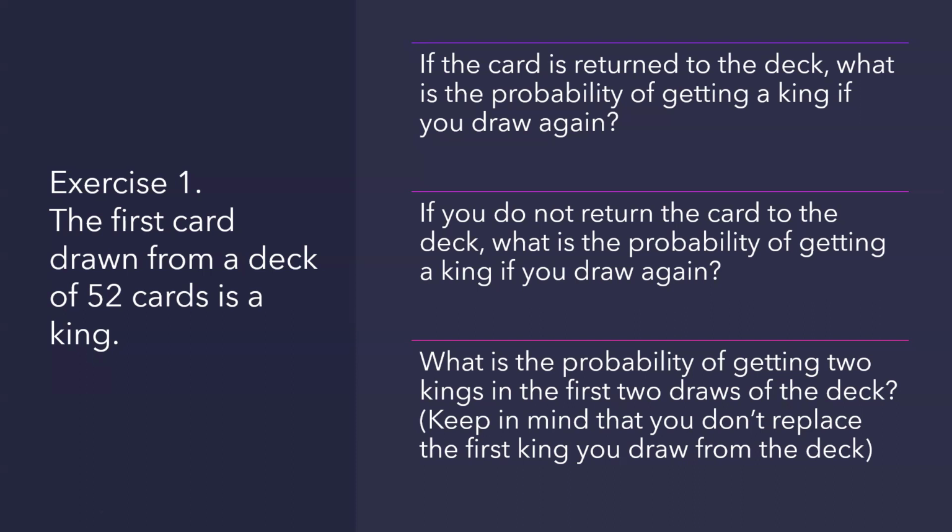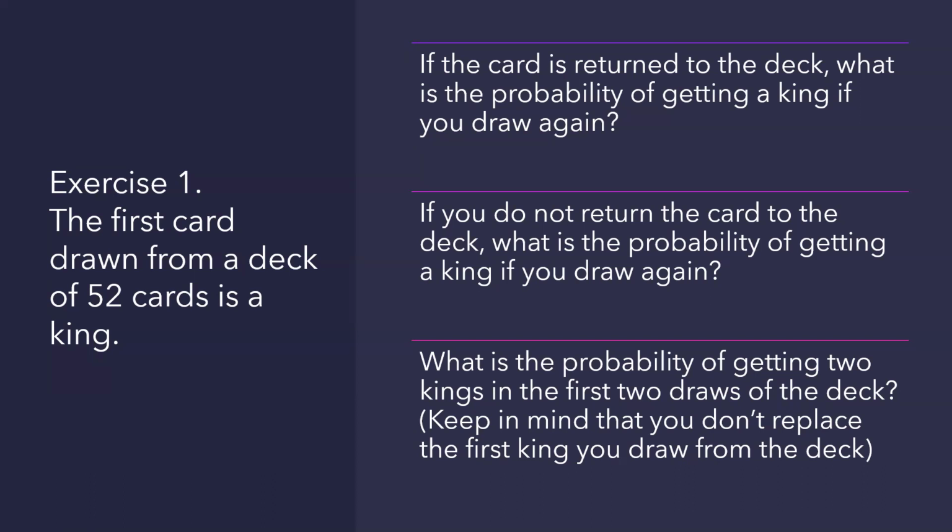Okay. Exercise 1: the first card drawn from a deck of 52 cards, because a deck of cards has 52, is a king. Okay, so that's done. What is the probability, if you return that first card to the deck, of getting a king if you draw again? And what is the probability of getting a second king if you draw again without returning that card?